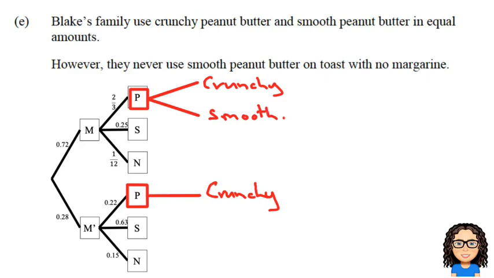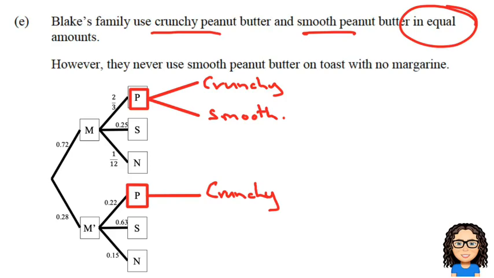Now here is the tricky part, and this is a very difficult question, I know. They talk about using the crunchy and smooth in equal amounts. So I need to first of all find out how much they use peanut butter, and then divide that into 2. Once I know the probability of peanut butter, I can say half is crunchy, half is smooth, and then I can try and work this out. So that's where I want to start.